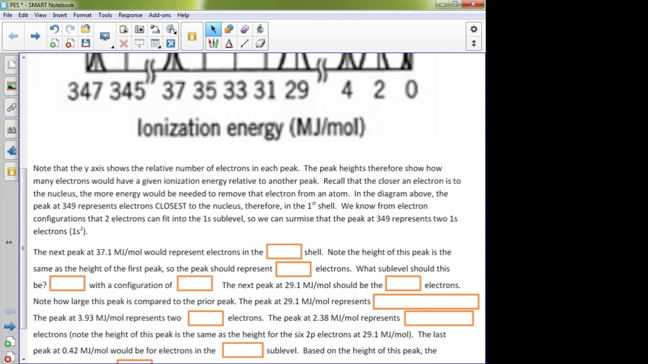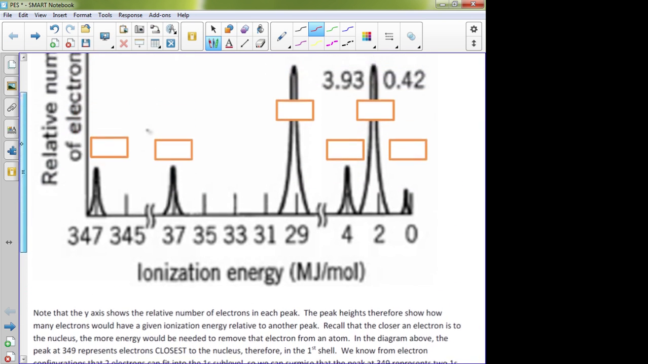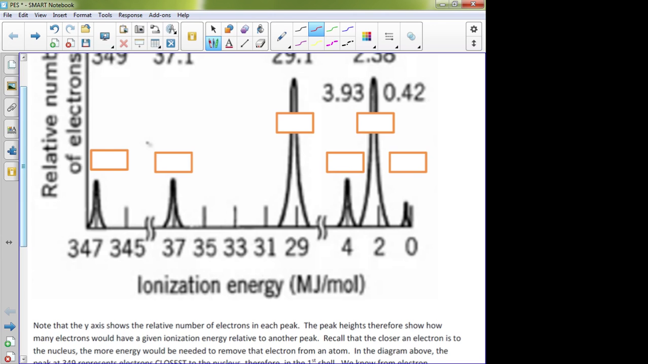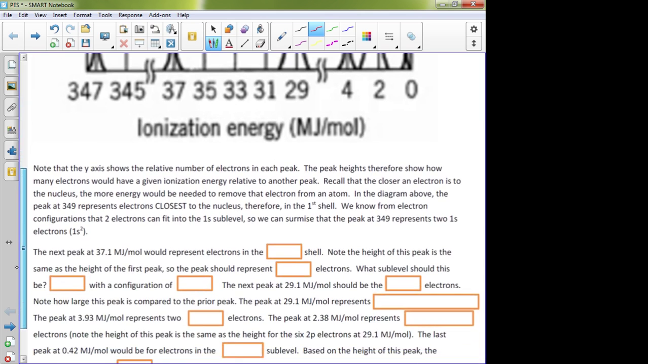Note that the y-axis shows the relative number of electrons in each peak, okay? So here's your y-axis, relative number of electrons. So this peak is going to have a certain number. So this peak will have a certain number, and it's going to have the same number as this peak. How do I know that? Because they're the same height. And so I know this peak should have more or less electrons. More, okay? This peak should have the same number of electrons as the first two, right? Do we see that? So the peaks tell me the relative number of electrons.